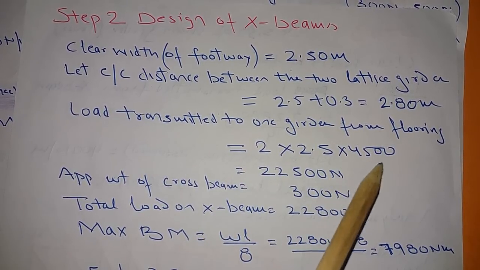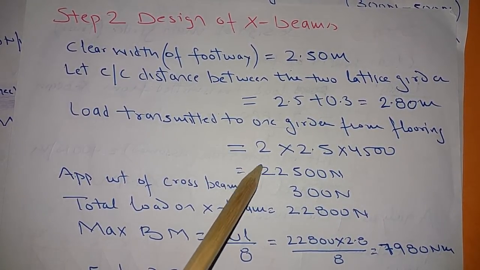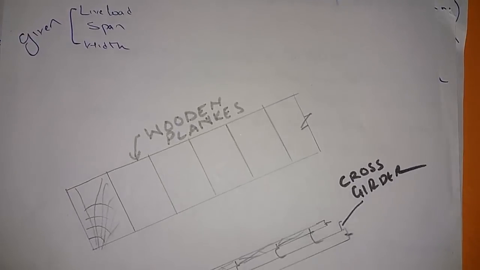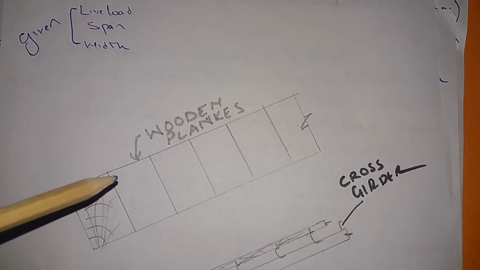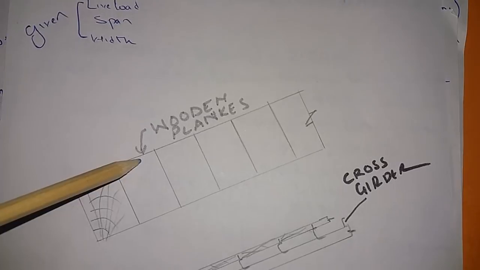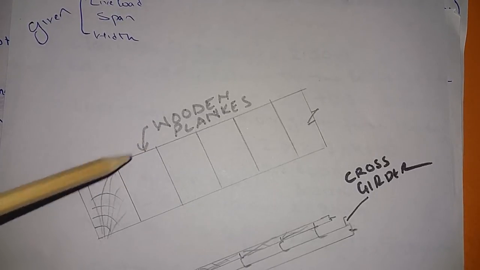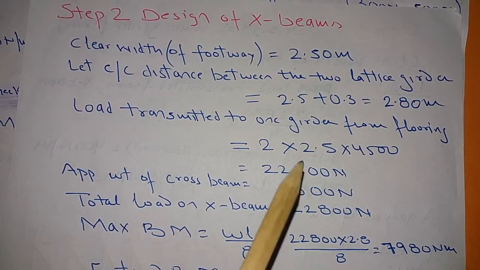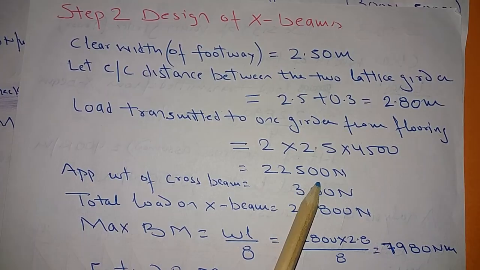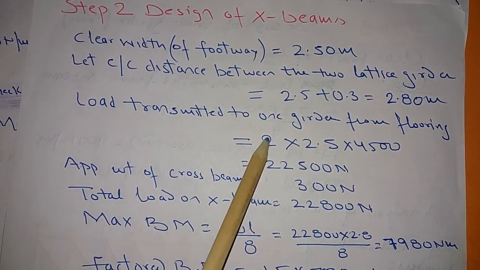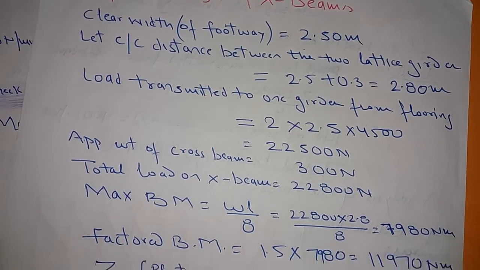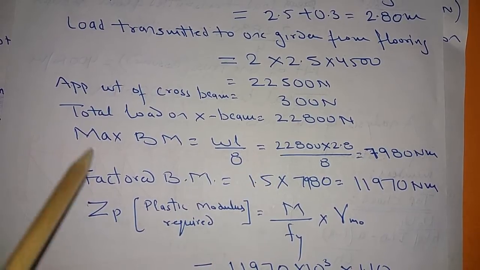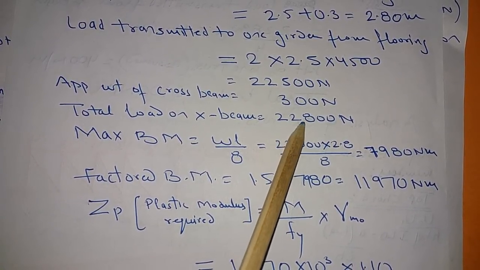Load transmitted to one girder from flooring, we are considering only one girder, so it means 2 into 2.5 into 4500. The coming load was 4500 Newton per meter square, and here it is 2.5 and 2 meter. So this is 22500 Newton. Now the approximate weight, as we discussed earlier, will be 300 to 500 Newton, so we are considering 300 only. So the total load on the cross beam is calculated easily.